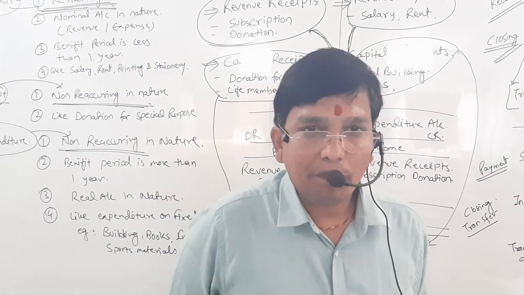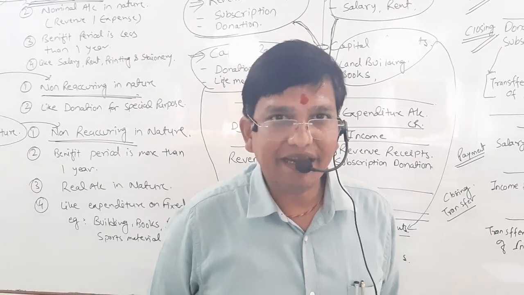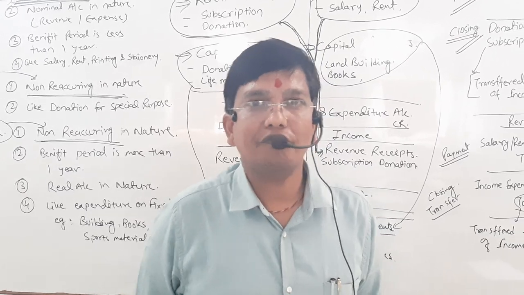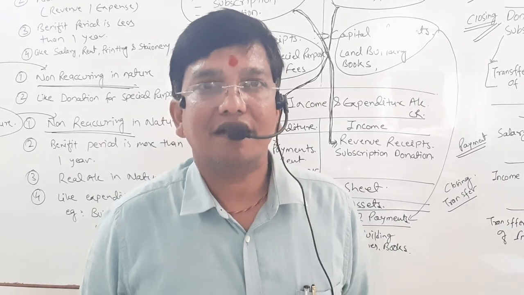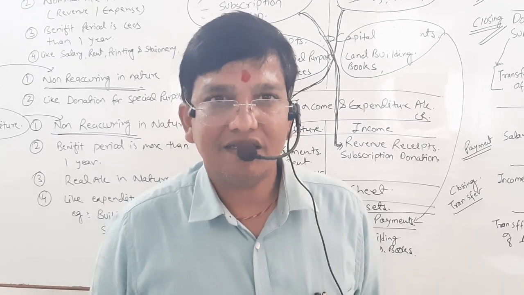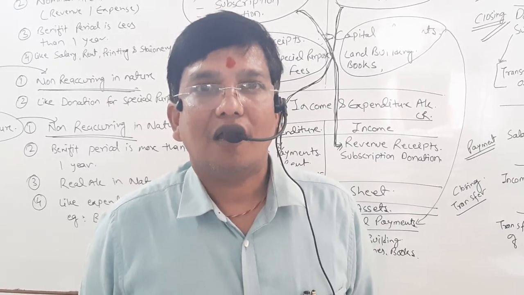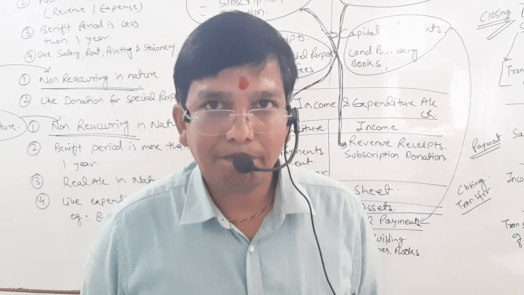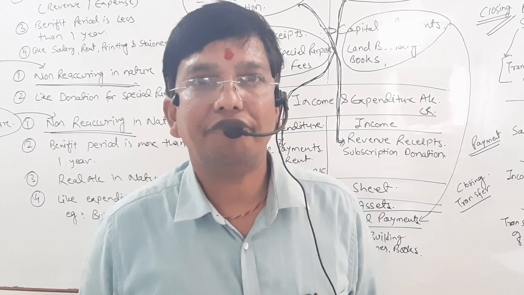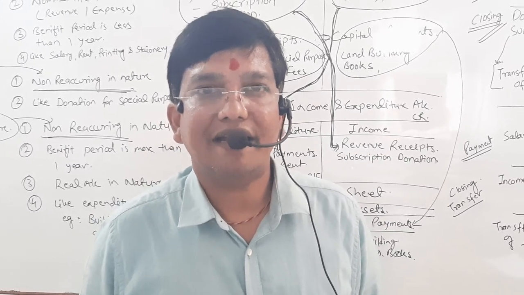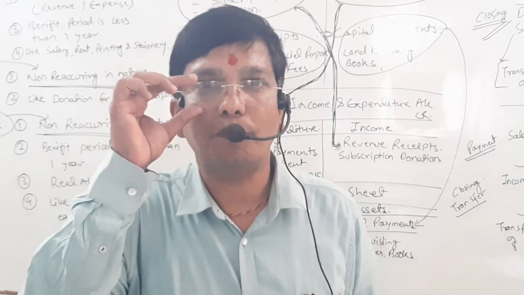The revenue payments mean payment of routine nature of expenses, like salary, rent, printing and stationery, some little bit of advertisement, and the capital payments are payments for acquiring fixed assets like land, building, construction of library, sports equipment, etc.